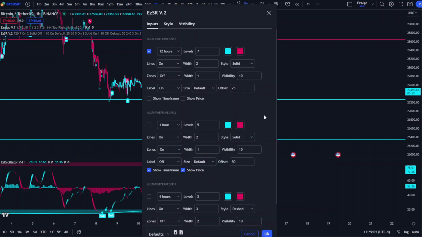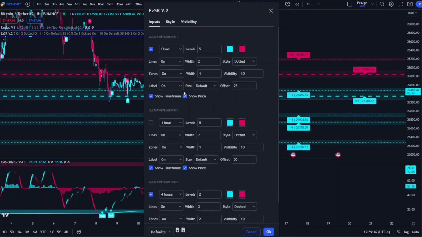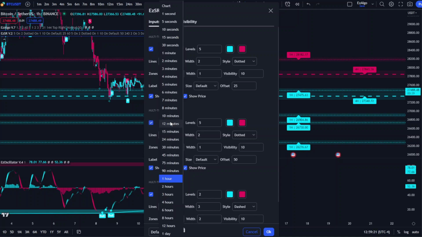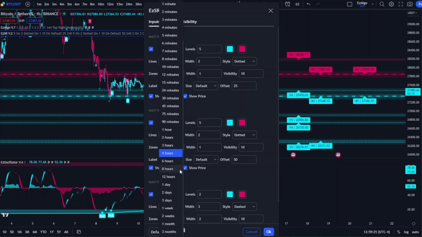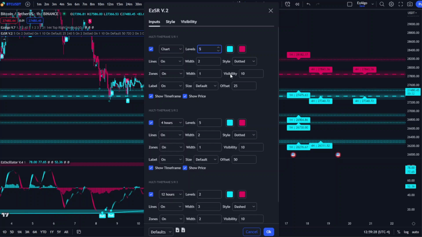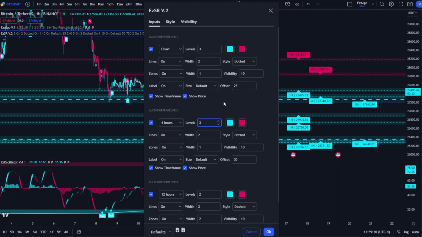So here's actually where I like to customize things a bit. The first thing we're going to do is get the time frames right. I like to keep the chart time frame on. I also like to have the 4-hour time frame on, and I also like to have the 12-hour time frame on. For the levels, I'm going to go 3 across the board, meaning I only want to see the 3 closest levels for each of these time frames.